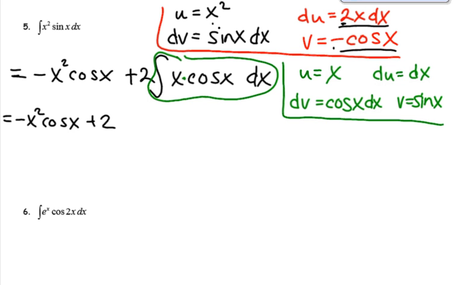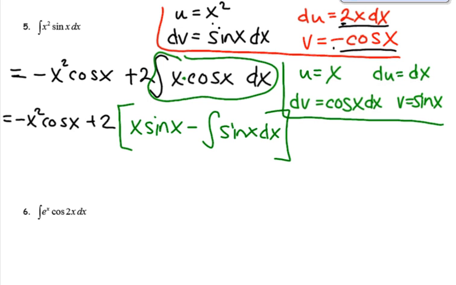So after the 2, I need to put my new answer in brackets. So now ultraviolet minus super voodoo with my green would be uv, that's x sine x, minus super voodoo, so that's sine x dx. And now you can see that I've brought this down to something simple enough that I can actually integrate normally.